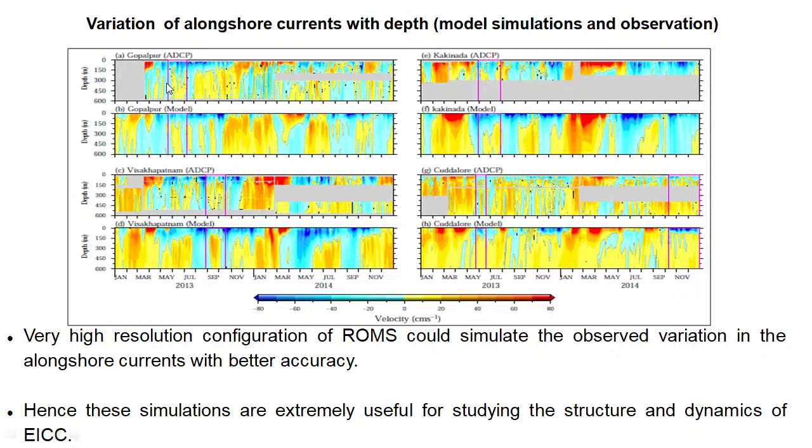So what you will see here in the figures is that we have observation from Gopalpur. I have marked it as A, the top left one, and just below that is the Gopalpur model. So the alongshore current extracted from the model at the Gopalpur buoy location is plotted here. It's doing a great job. In fact, the vertical structure is simulated very well.